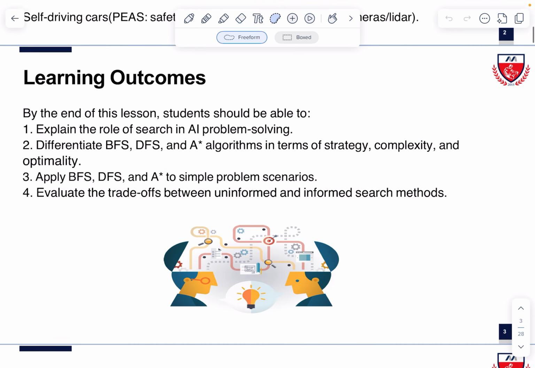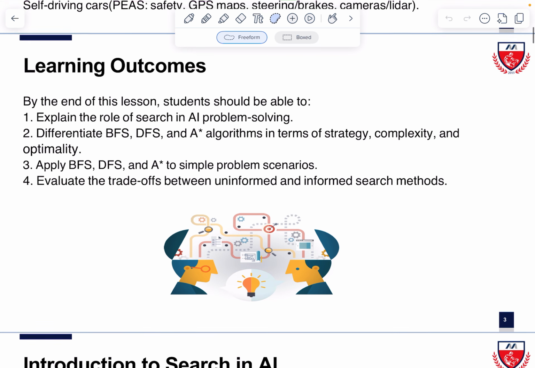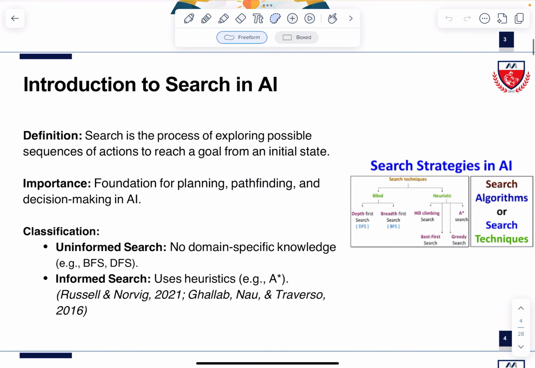So this day, we are going to learn, or you will be able to explain the role of search in AI problem solving, differentiate BFS, DFS, and A-star algorithms in terms of strategy, complexity, and optimality, apply BFS, DFS, and A-star to simple problem scenarios, and of course, evaluate the trade-offs between uninformed search methods and informed search methods.